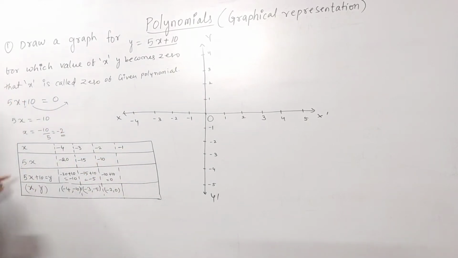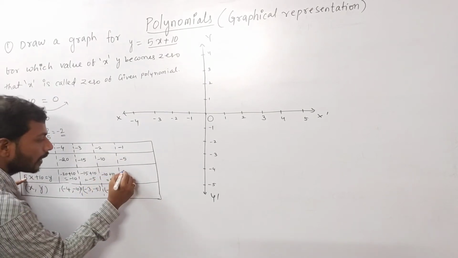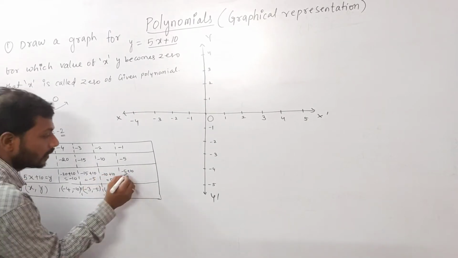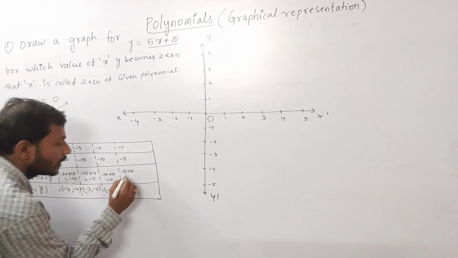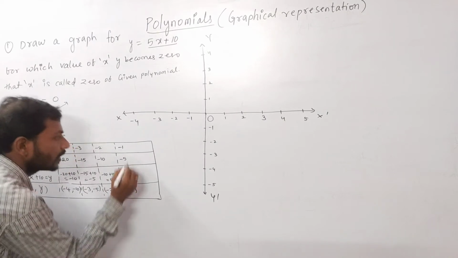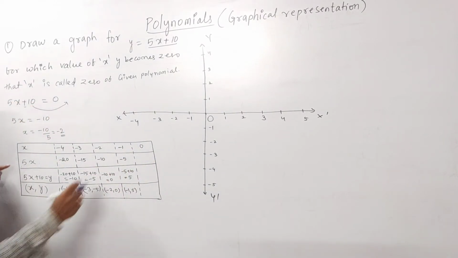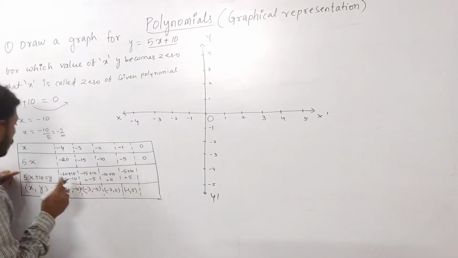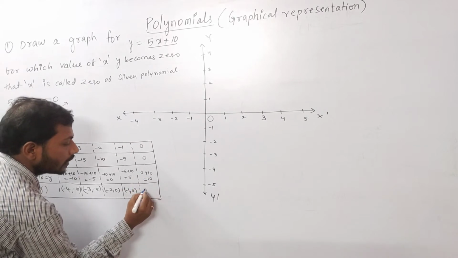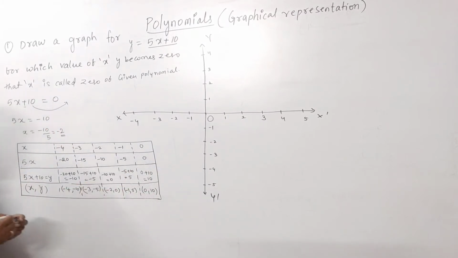Next I am going to take minus 1. Minus 1 into 5 is minus 5. Minus 5 plus 10. The bigger value is the plus 10 and the smaller value is the minus, so 10 minus 5 is 5. Then your answer is minus 1 comma 5. Next I am going to take 0. 0 into 5x is 0, and 0 plus 10 is 10. Your answer is 0 comma 10. It means you took x as 0, and you got y as 10.